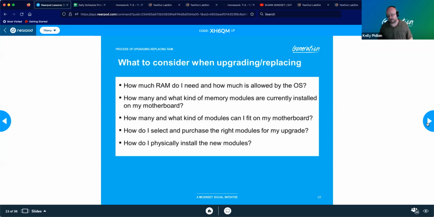And then another thing to look at is how do I install it? If you have an iMac or an all-in-one, that's probably the easiest RAM install ever. You literally just lay it face down and there's a little button on the back that you push and it pops open a hatch. And when the hatch pops open, your RAM modules are right there and you can just add them in if you want.